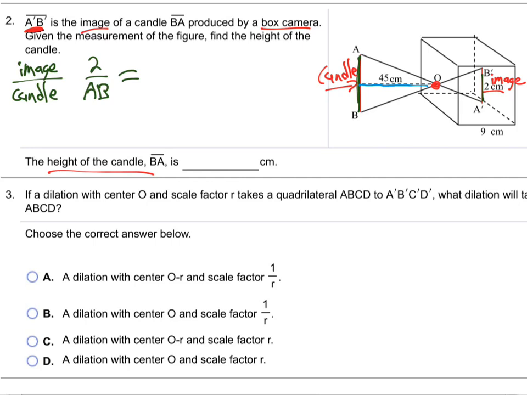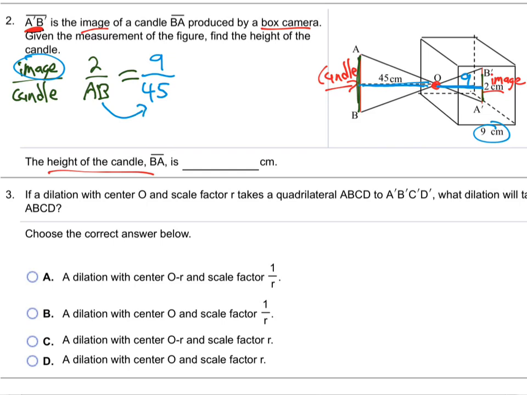So that 45, which goes through the middle of the triangle, what's the distance going through the middle of this triangle, from where the image comes in all the way to the back wall? Well, it's right there. It's that 9. So, which way do I put it? Where does the 9 and the 45 go? Remember, the image is on the top. So the 9 goes on the top, and the 45 goes on the bottom.